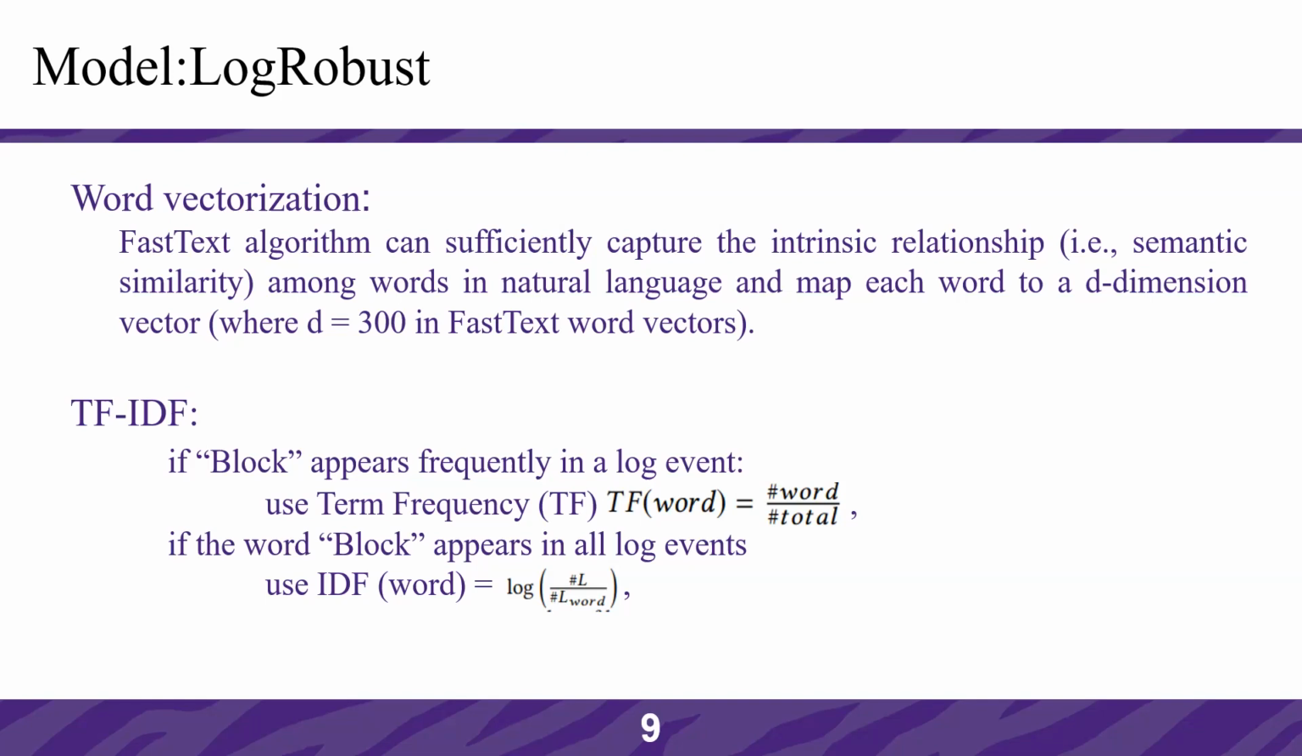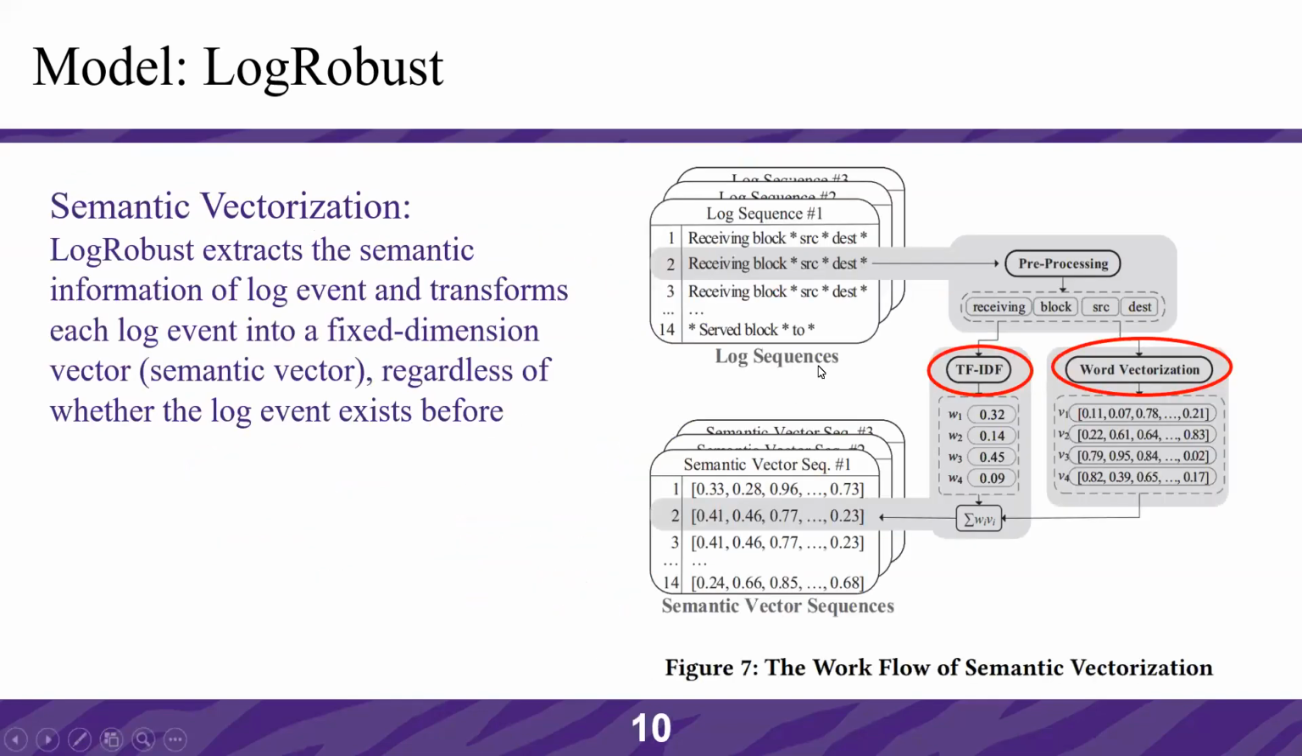And here is another thing, TF-IDF. If a word in a log event appears frequently, they use the term frequency, which is the number of the word about the total number of words in a log sequence. It means if the log event contains 5 words, the total is 5. And if it contains only 1 word of this kind, the number of the word is 1. Oh, let me do some examples.